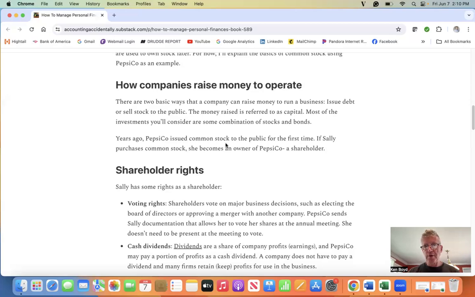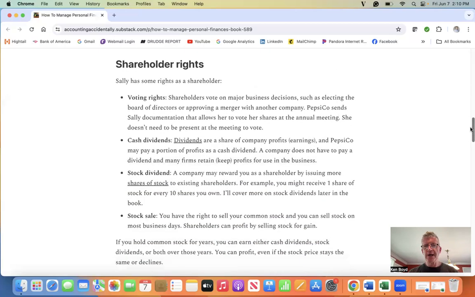Years ago, PepsiCo issued common stock to the public for the first time. If Sally, our investor in this book, purchases common stock, she'll become an owner of PepsiCo. She'll become a shareholder. And she has some rights as a shareholder.